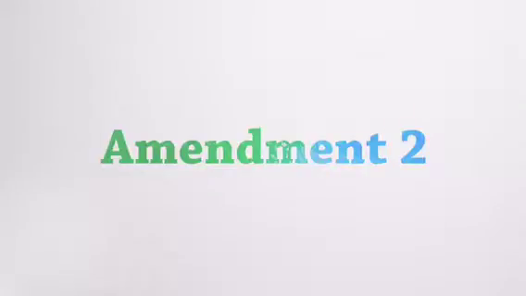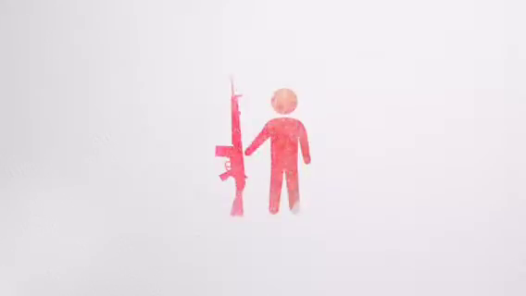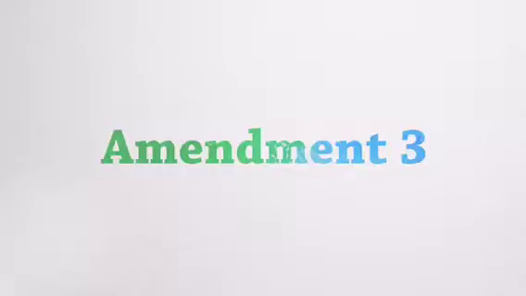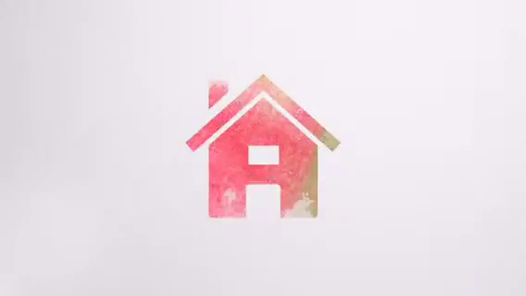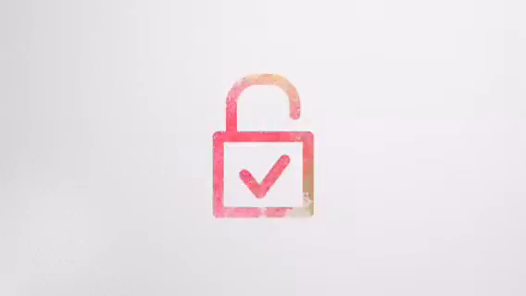Next is Amendment 2, which has only one part. It includes the right to bear arms. This means you can own a gun. Amendment 3 also has one part. No quartering. In other words, soldiers aren't allowed to live in your home, unless you let them.